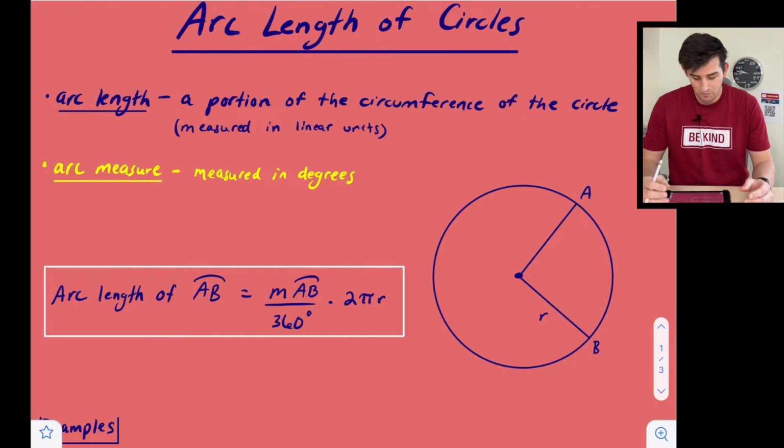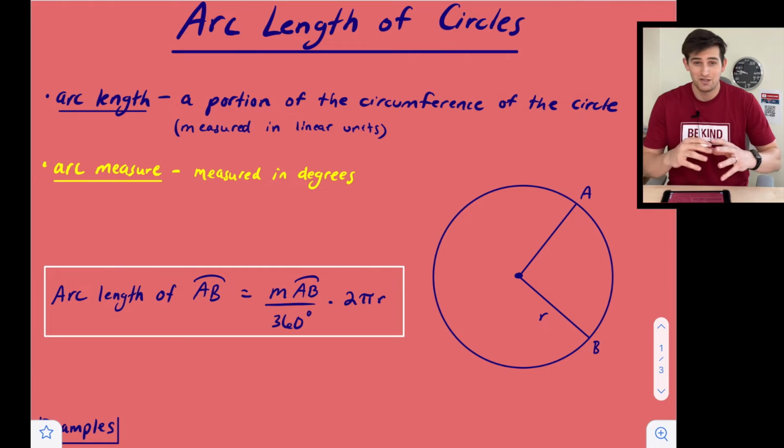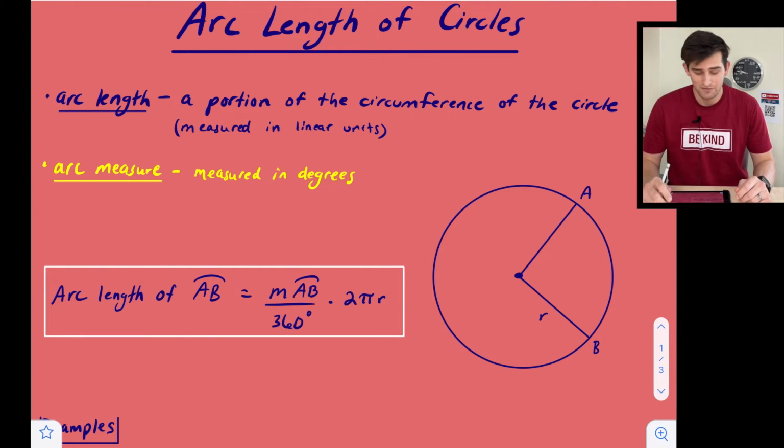Arc length is a portion of the circumference of the circle, and we measure that in linear units. So that's going to be meters, inches, feet, whatever. Arc measure is what we measure in degrees, all right? And the video for that is in the cards, okay?